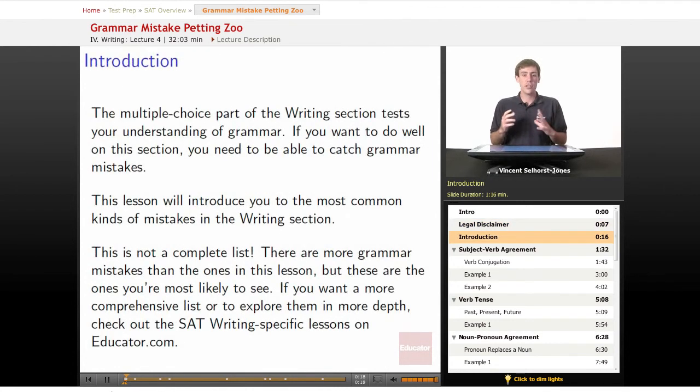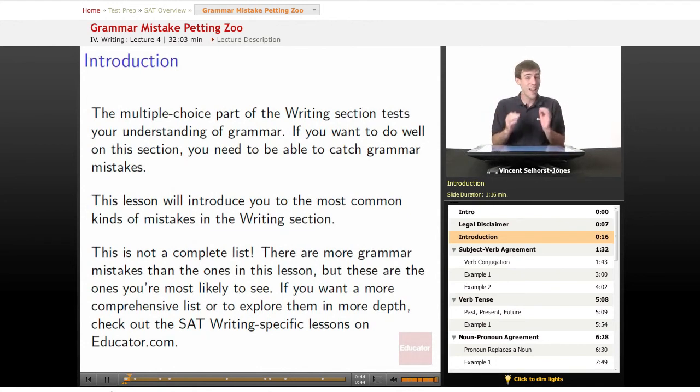This section is going to be about telling you about all the mistakes that you will wind up seeing for the most part on the writing section. To be able to do the multiple choice part of the writing section, you have to understand grammar. You have to understand good formal English grammar. If you want to be able to do well on it, you have to catch these mistakes. So this lesson is going to introduce you to the most common kinds of mistakes that you'll see in the writing section, our grammar mistake petting zoo.